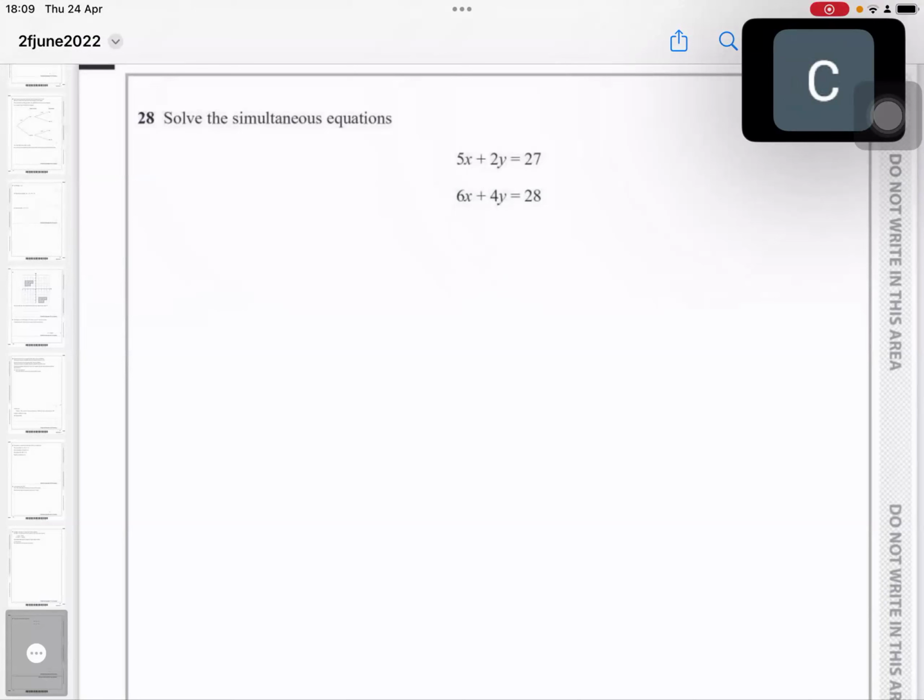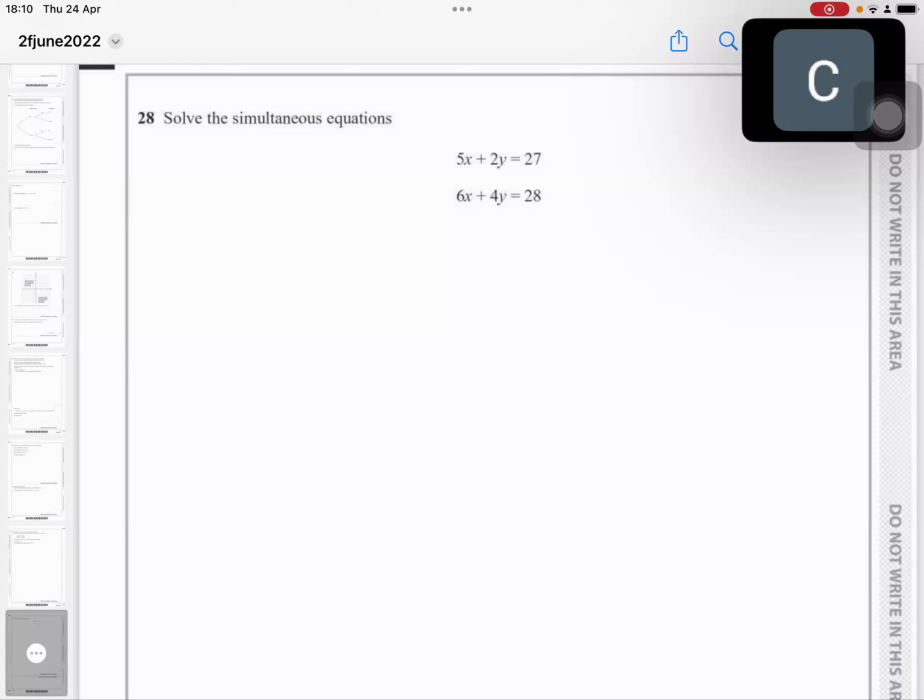Let me see if I can launch my whiteboard. Okay, so what we have basically is simultaneous equations. The concept is that both of them are true at the same time. So the whole idea is one set of values for both x and y should satisfy both equations.